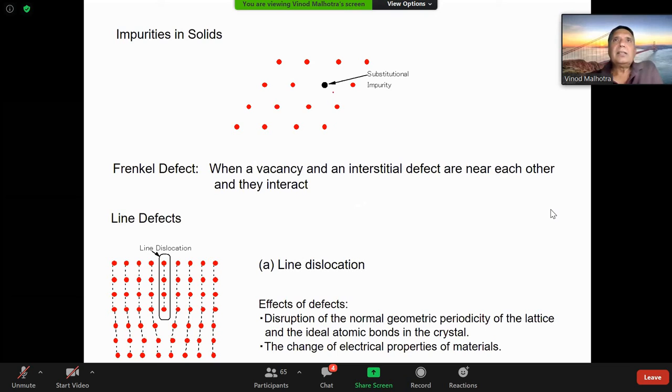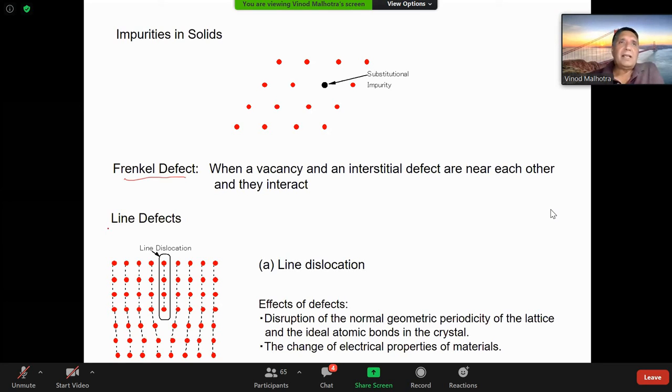So here is an example of that substitutional. It replaces, it's exactly at the point where the lattice is. So these are point defects. There is something called a Frenkel defect. Now, you have a vacancy and an interstitial defect near each other, and there is some interaction between them. So this is something to remember or know, that a combination of point defects has a different kind of terminology and would have different influence.